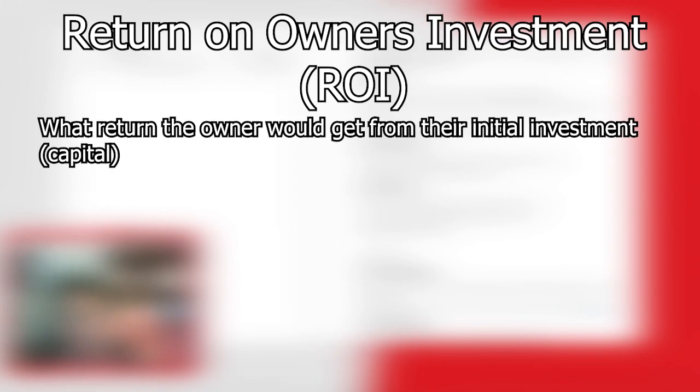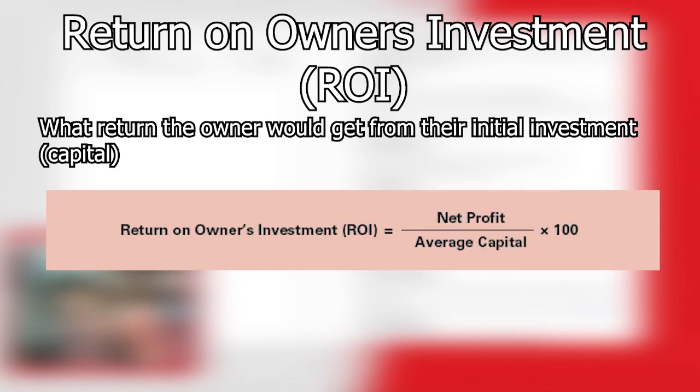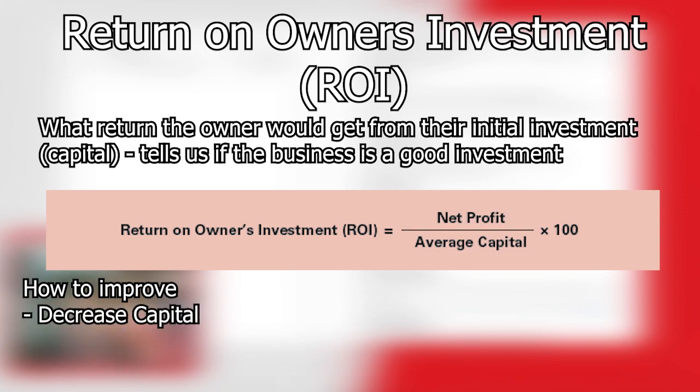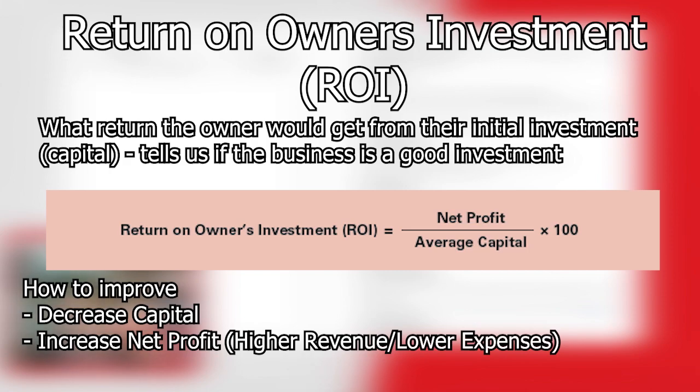The first thing we're looking at is return on owner's investment, and this looks at how much the owner would make from their capital. The formula is net profit over average capital. And this tells the owner, hey, is this a good investment? Ideally, you want a higher return. How do we improve this? Quite simply, we decrease the amount of capital within the business, so through drawings or leverage more debt maybe, and increase the net profit. We're going to look at the net profit strategies later, so don't worry.